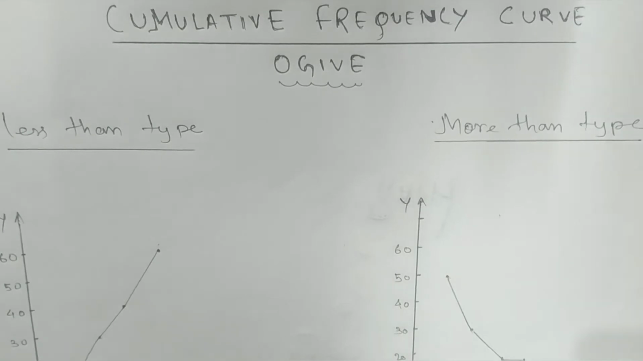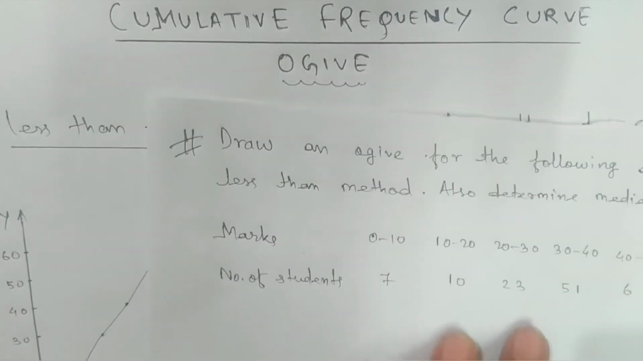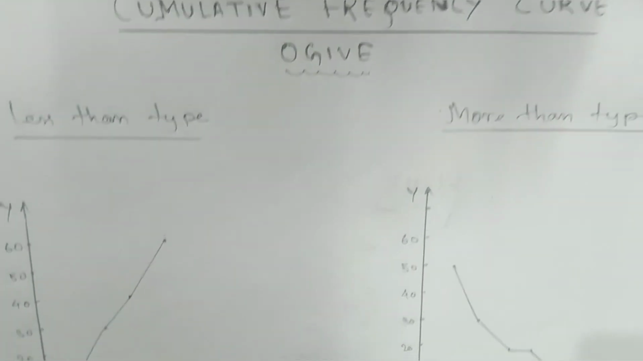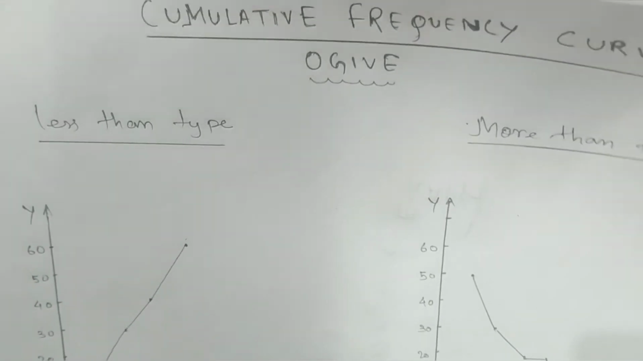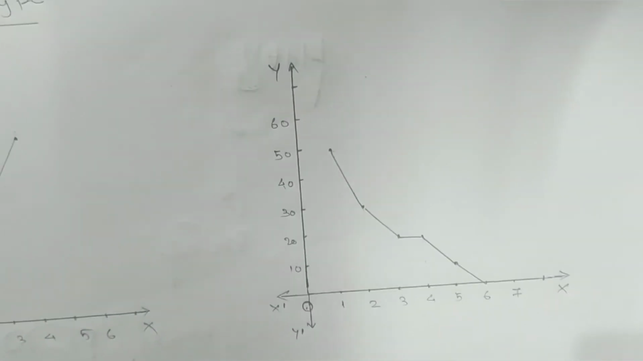Namaste students. Today we are going to learn how to draw an OGIVE, or what we call the Cumulative Frequency Curve. So let's see, here we have a problem. Let me tell you the little difference between these two. If you see, the graph would look like this. For less than type, this will be your graph, and for more than type, it looks like this.